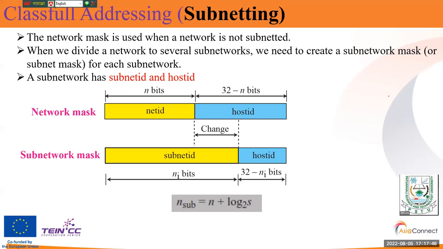We have used this previously, but when we want to divide a network into several networks, we need to create a subnetwork mask, or subnet mask. This is called the subnet mask for a subnetwork. Previously, when we were using the campus network, we were using different kinds of subnet masks.